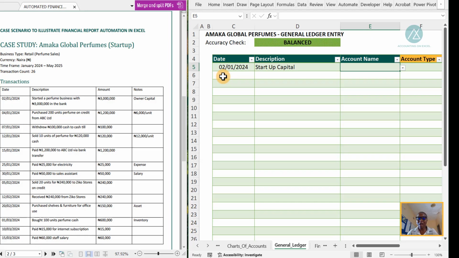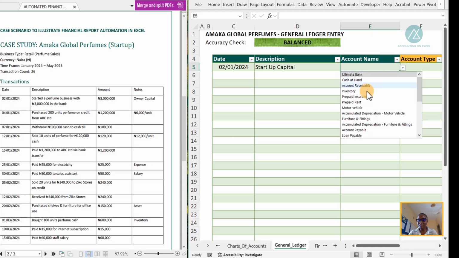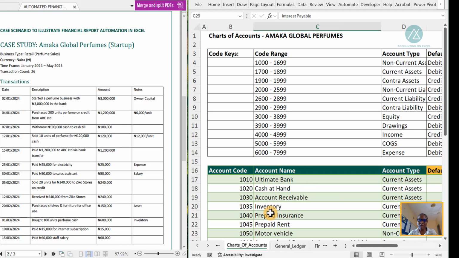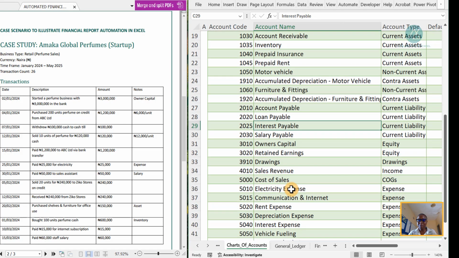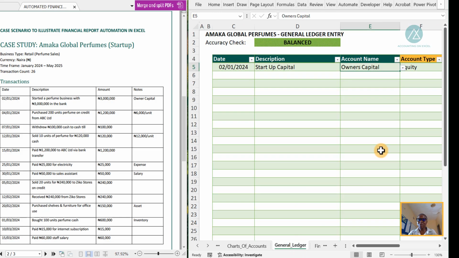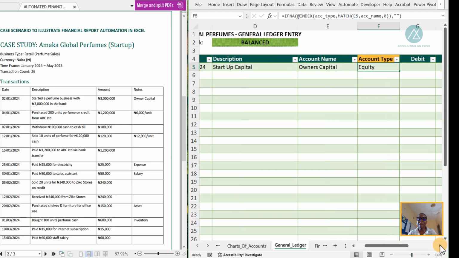Now, startup capital. The startup capital is what you're going to select here. And I believe we have a startup capital, owner's capital. You can see it in the chart of accounts. We have the startup capital here, which is our owner's capital. So you just select from the drop down list. Immediately you select the startup capital, mind you, it tells you that it's an equity account type. Are you seeing it? It's an equity account type.